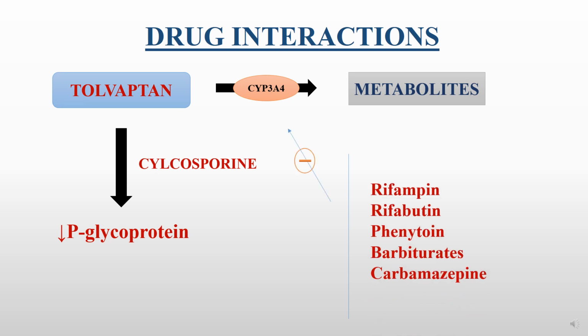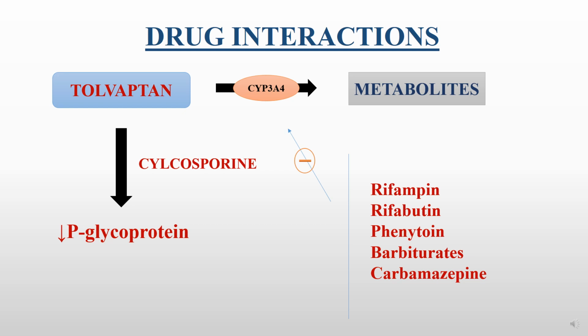Next we will look at the drug-drug interactions. Tolvaptan is metabolized by the CYP3A4 enzyme, which can be blocked by many drugs such as rifampin, rifabutin, phenytoin, barbiturates like phenobarbital, and carbamazepine. They competitively inhibit the CYP3A4 enzyme, which can inhibit the metabolism and increase the level of tolvaptan in blood. When the serum level of tolvaptan increases, it can produce severe dehydration, hypovolemia, liver injury, and other complications.